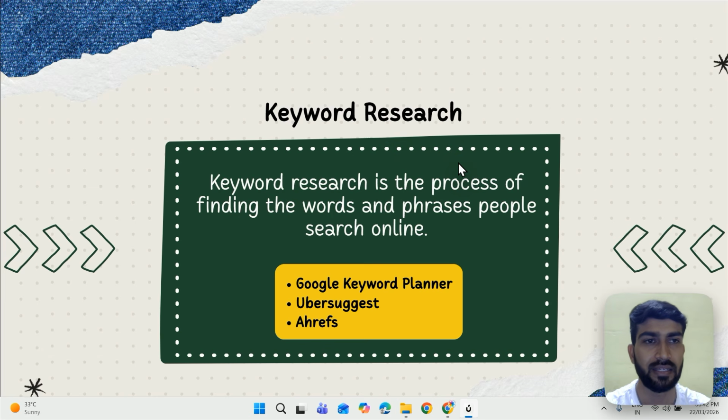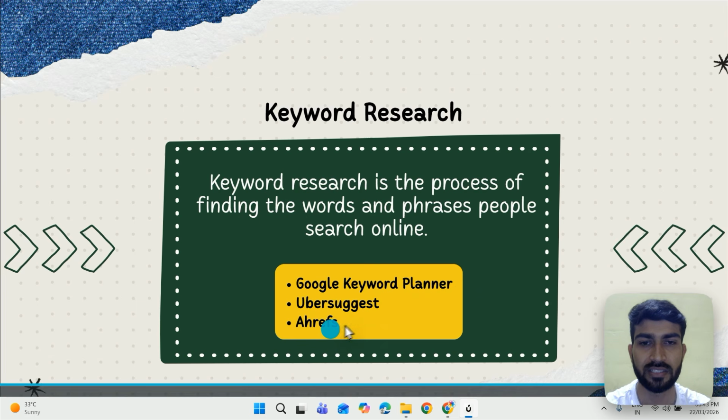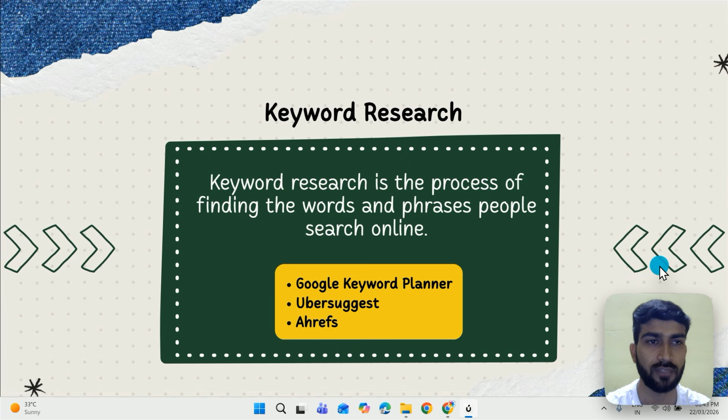Okay, it is actually not possible to cover all the points of SEO in a short time, so we are just learning the basic things. Still, I will explain one practical post: how to do the keyword research and how to write the post on a WordPress website. We can use Google Keyword Planner, Ubersuggest, and Ahrefs. There are many keyword research tools.